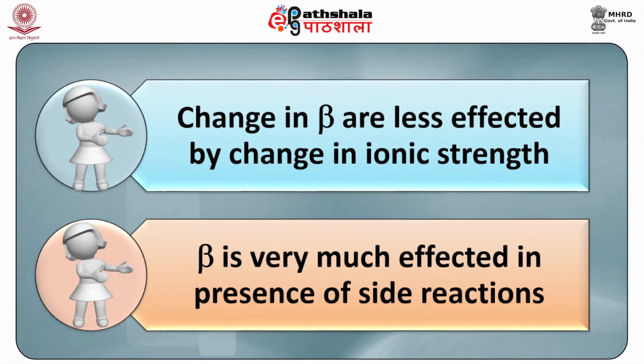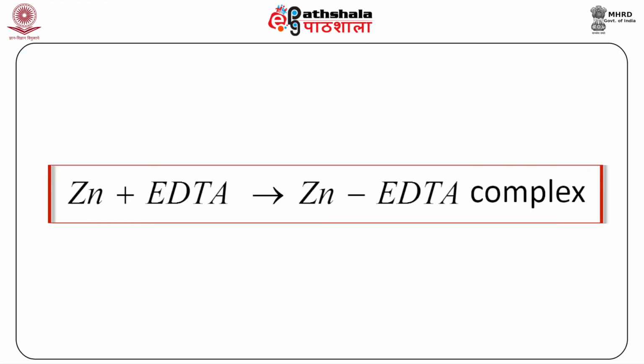different conditions. The change in beta is less affected by change in the ionic strength. Beta is very much affected in the presence of side reactions. For example, when we react the metal zinc with EDTA, zinc EDTA complex forms and side reactions also take place, which form zinc hydroxide, ZnOH, zinc amide, ZnNH2, etc.